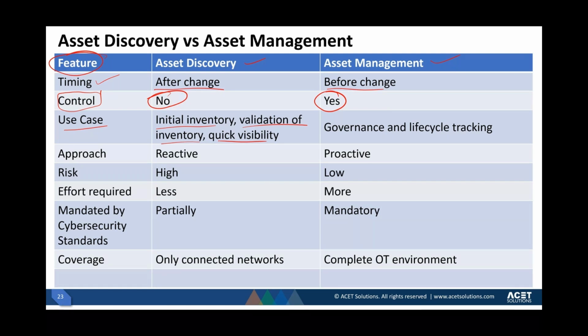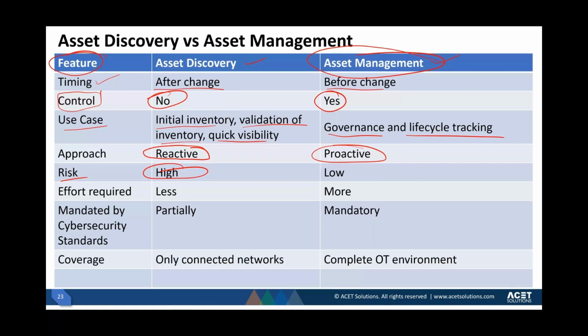However, if you want to approach asset management from governance and lifecycle tracking, then you need to do asset management. Obviously, asset discovery is a reactive approach. Asset management is a proactive approach. You decide what changes need to be made, you document them, you approve them, and then you implement them.